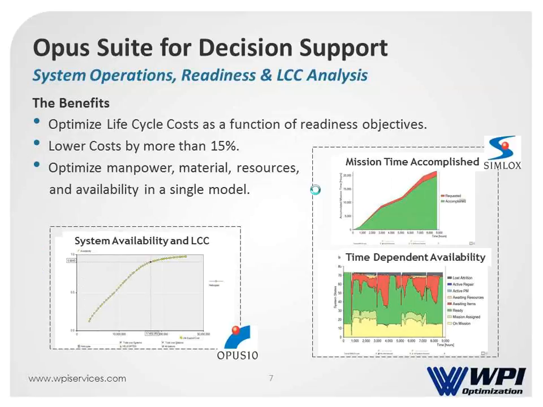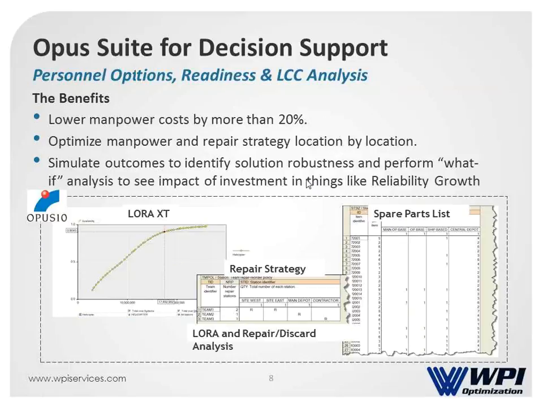One of the really unique aspects of the tool is this level and location of repair analysis. What we found, when we compare this to other methods, is we can lower manpower costs by more than 20%. And this is really key. In the defense space and in many industries, manpower runs about 50 to 60% of our total life cycle cost. While material is critical to availability, when it comes to LCC, spare parts is less than 5%.